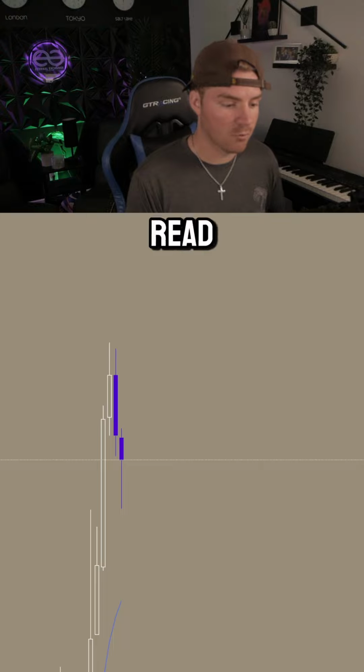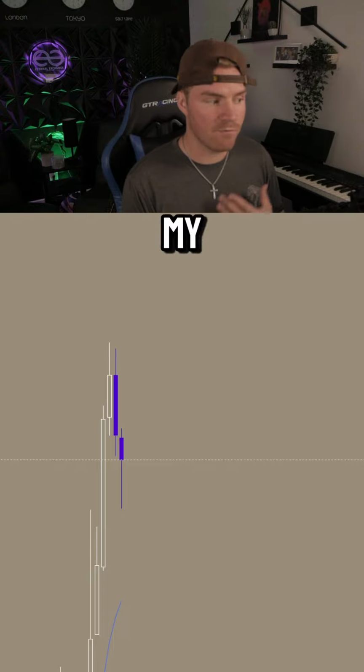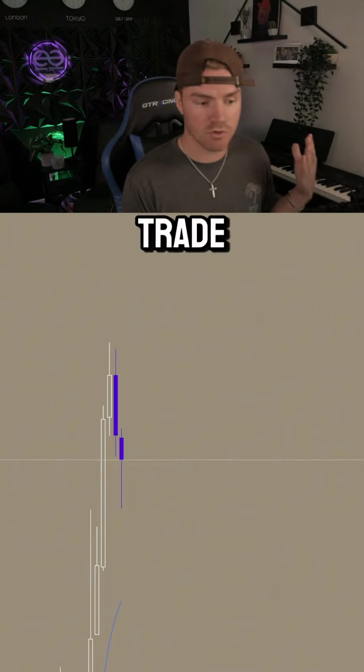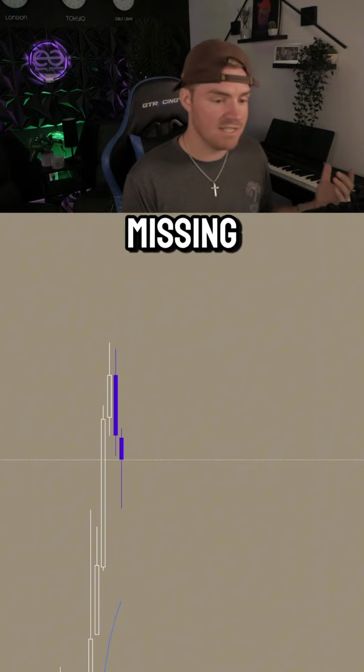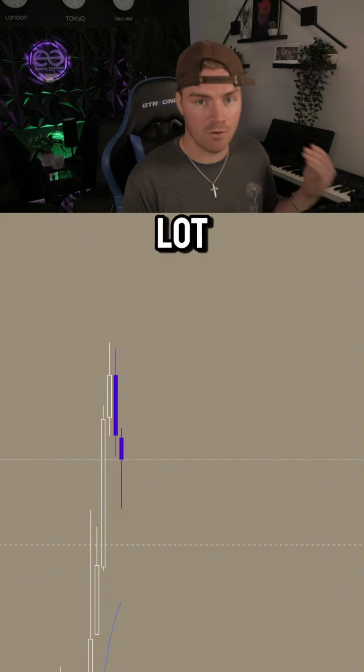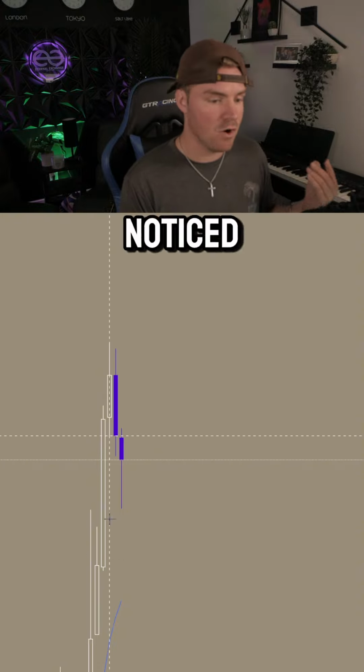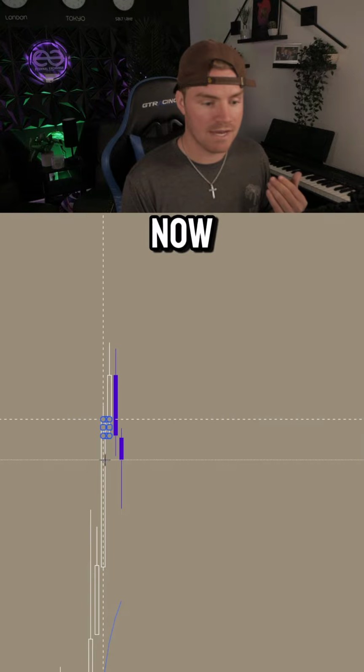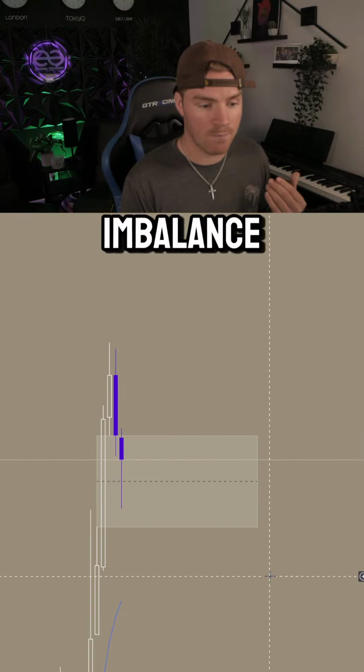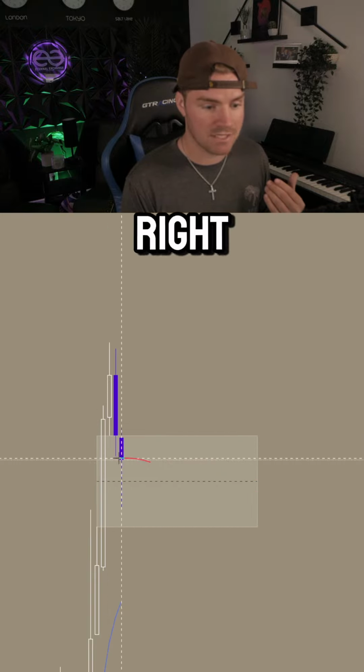The way I'm able to read where price wants to go is based off of my higher time frames. Most traders will just trade the 1 or 5 minute chart, and they're missing out on the full picture, so they get stopped out of a lot of trades. In this example, I noticed that we were already trending upwards, and now we're trading back into a 1 hour imbalance that we came down in balanced right here.